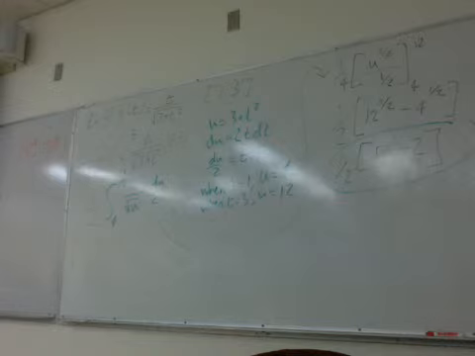Any questions about example 2 here? So this is how you compute average values. You got a function, you got an interval, you do 1 over b minus a, then you integrate the function. And that'll always give you the average value of that function.